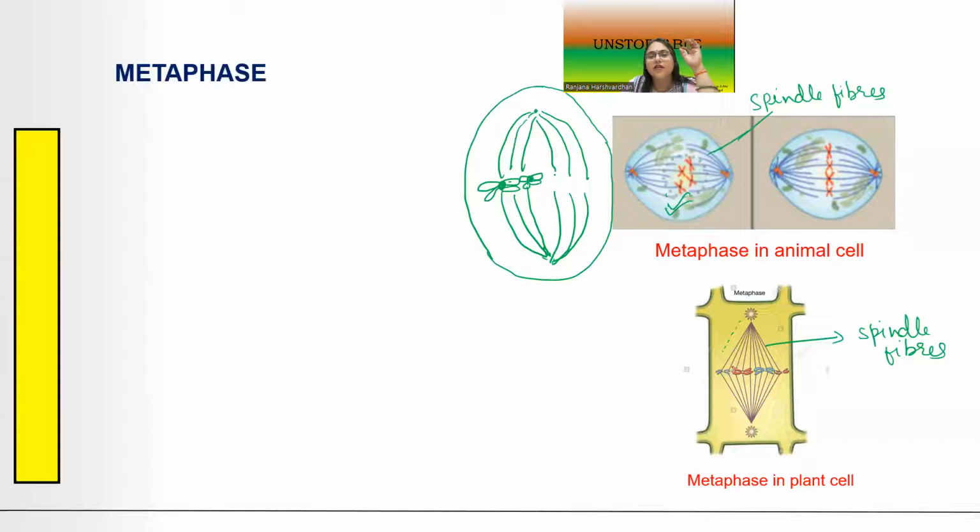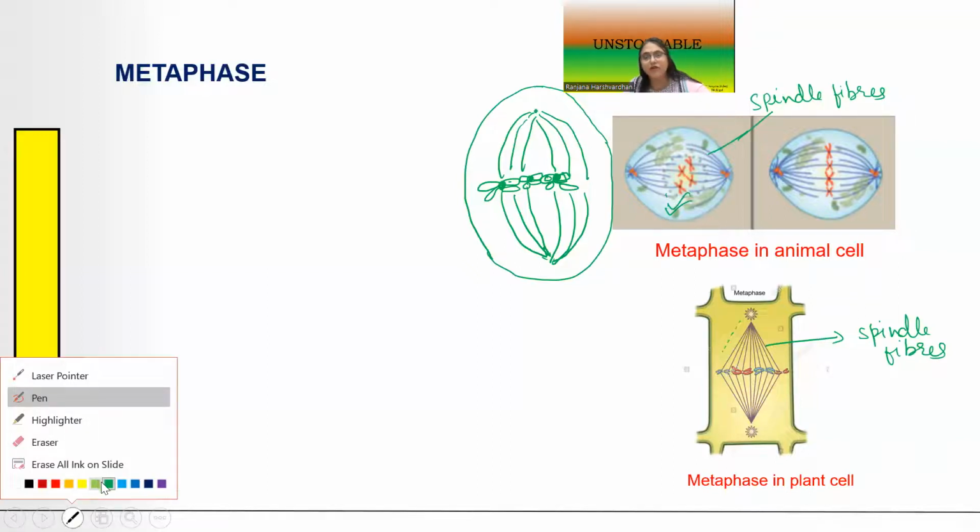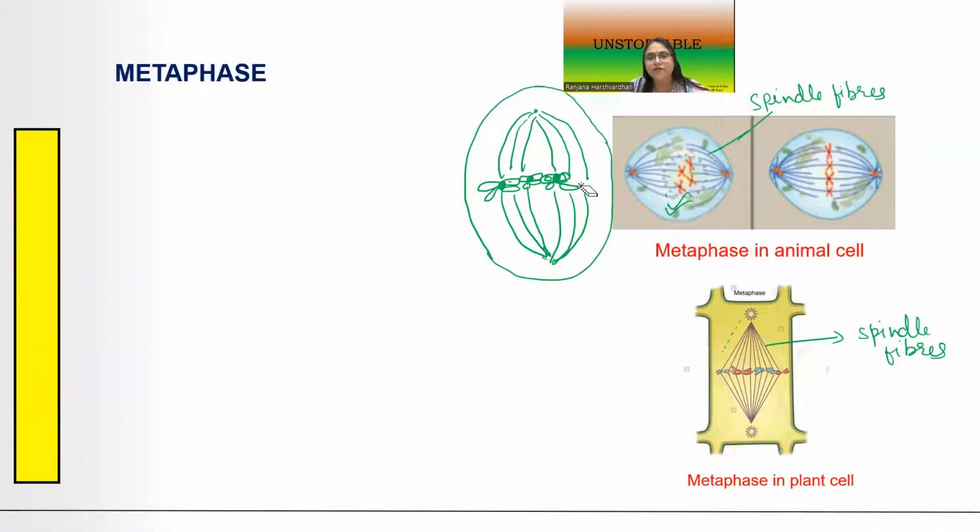ठीक है। What is centromere? Do we know what is centromere, children? Centromere is the circular region which holds the arms, which holds the chromatids together. Okay.